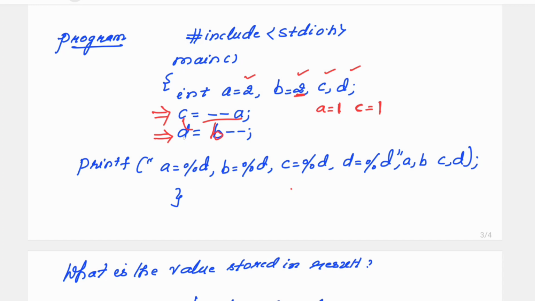So in the expression, what is there? D equal to B minus minus. So the B value is 2. Use it in the expression means, your expression is what? You are assigning that B value to D. So the D value becomes equal to 2 as it is. Now you are decrementing the value for B. So it becomes 2 minus 1, B equal to 1. Finally, in the output you will get A equal to 1, B equal to 1, C equal to 1, D equal to 2. Hope you have understood this.